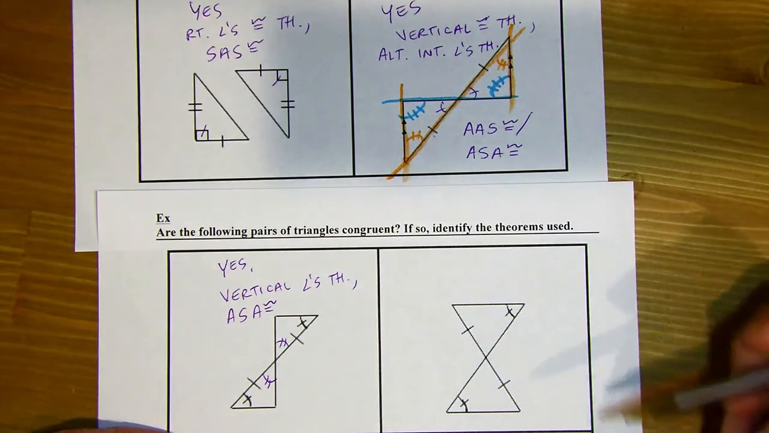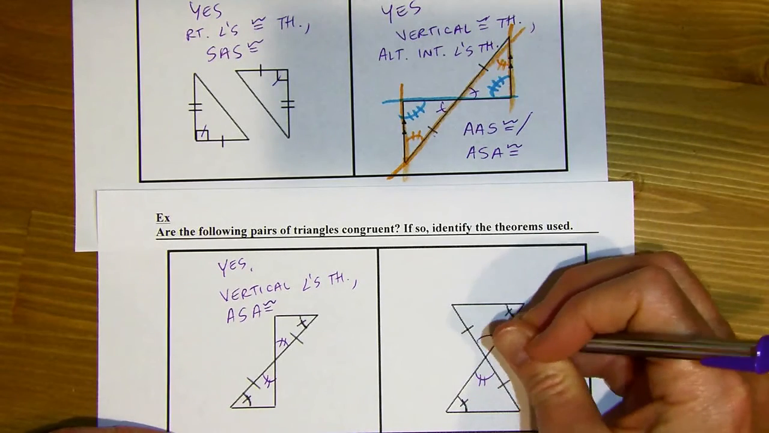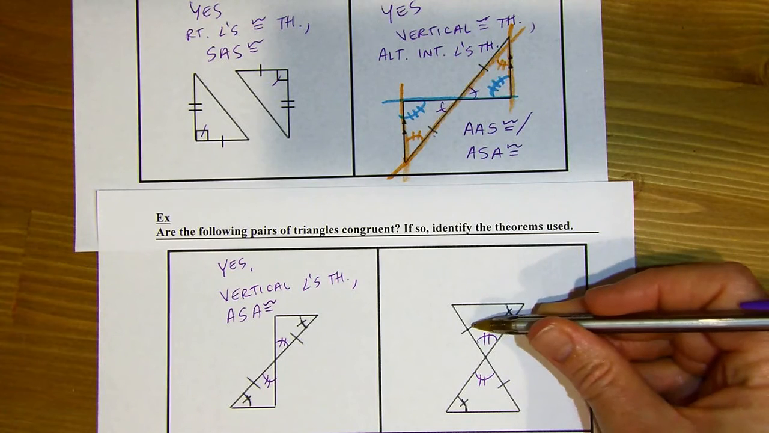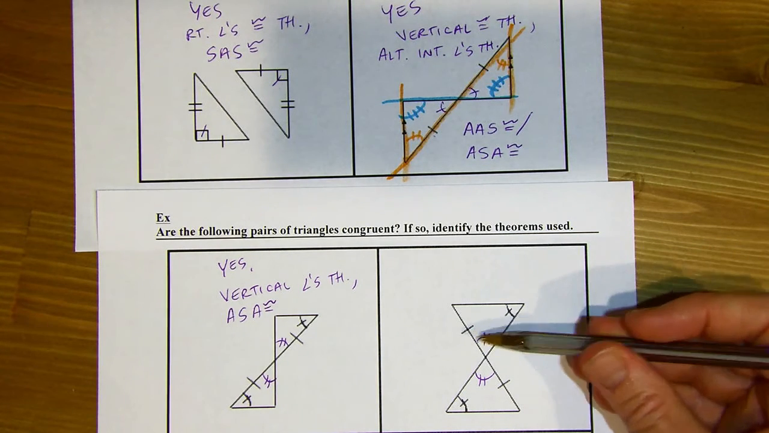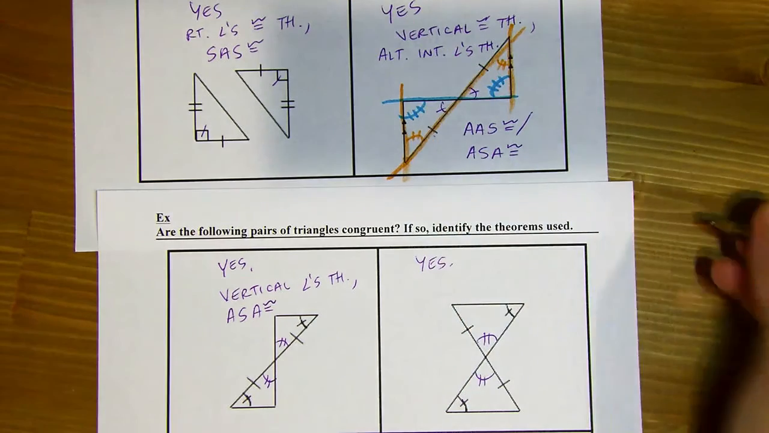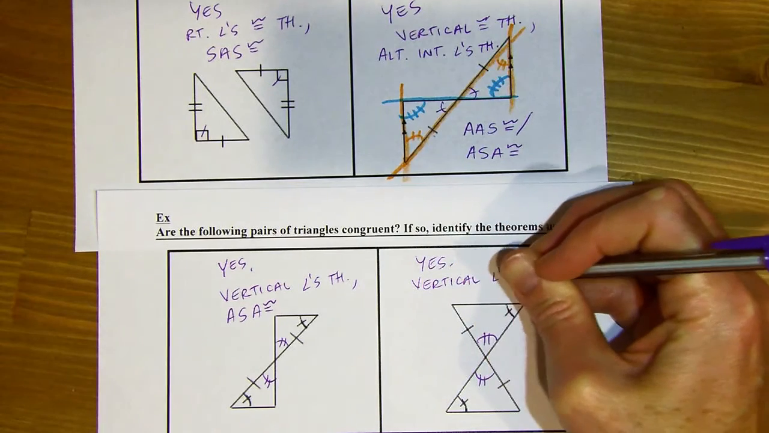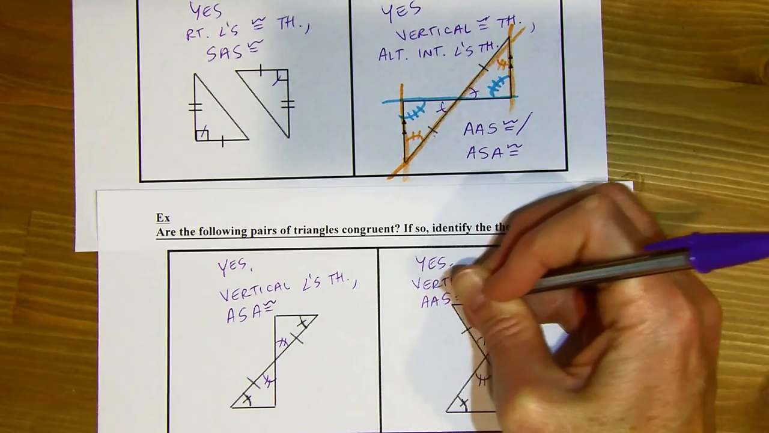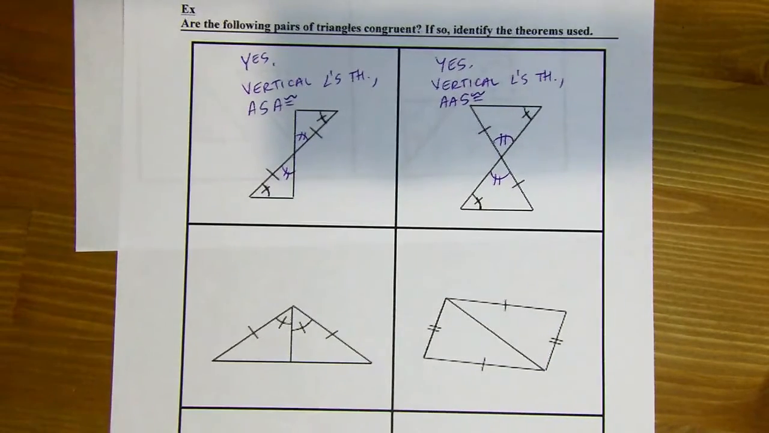Okay, next up, again, right off the bat, I'm thinking, oh, got the intersecting lines. And then looking at it, I've got two angles here and a side, but it's the non-included side, right? The included side would be right here. This is non-included, so this is going to be AAS. So I use vertical angles theorem again. And then AAS. Okay. All right, next up.